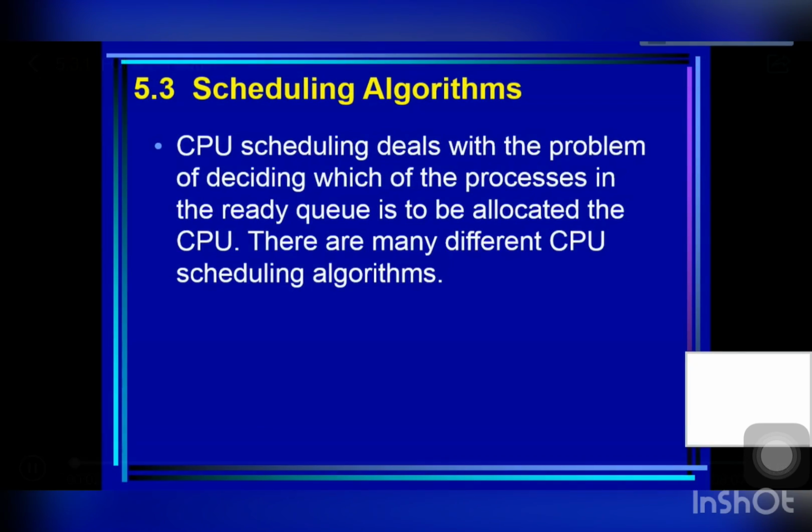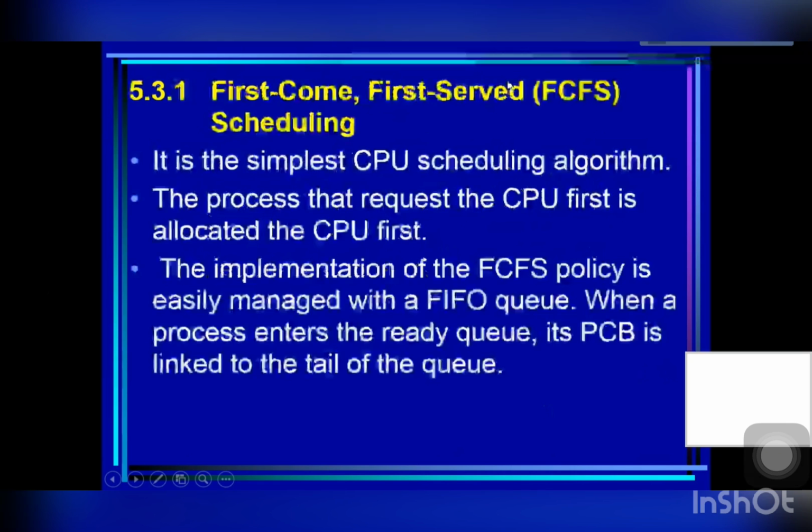CPU scheduling deals with the problem of deciding which of the processes in the ready queue is to be allocated the CPU. There are many different CPU scheduling algorithms. The first one is first come, first served scheduling. It is the simplest CPU scheduling algorithm. The process that requires the CPU first is allocated the CPU first.